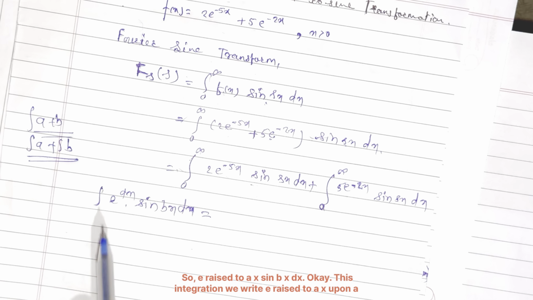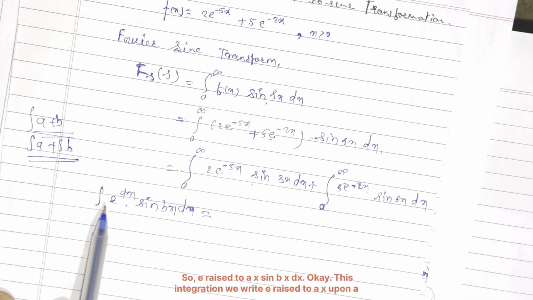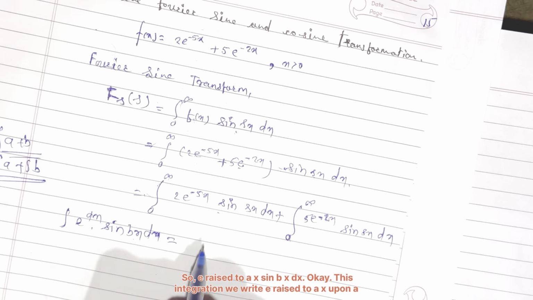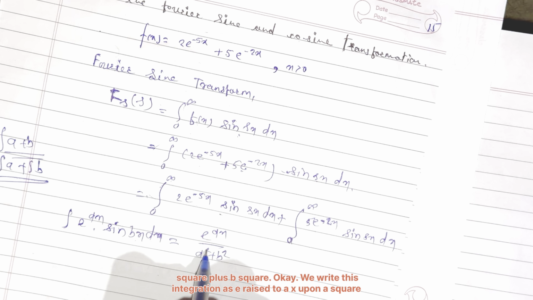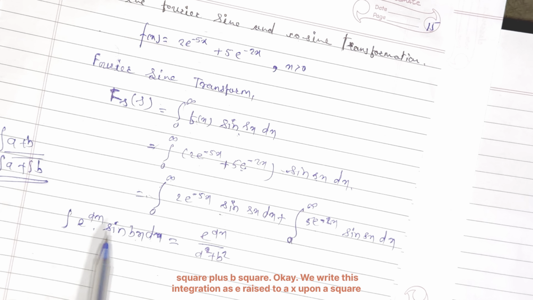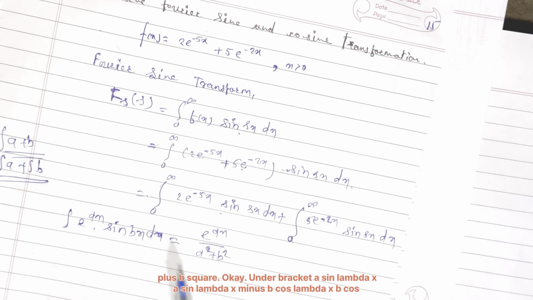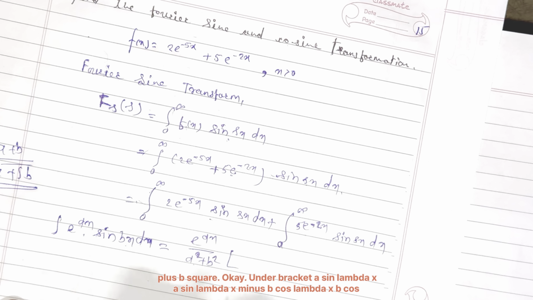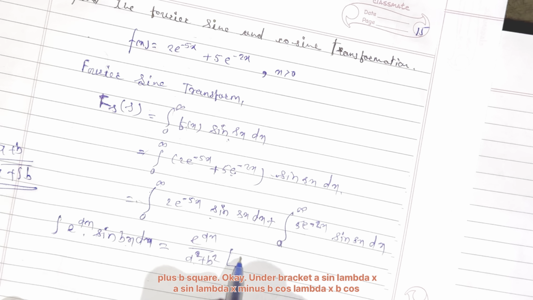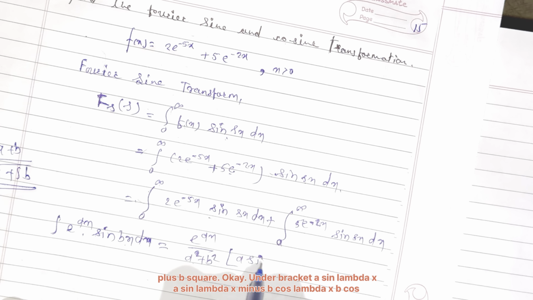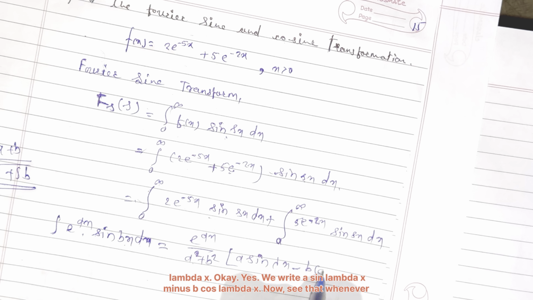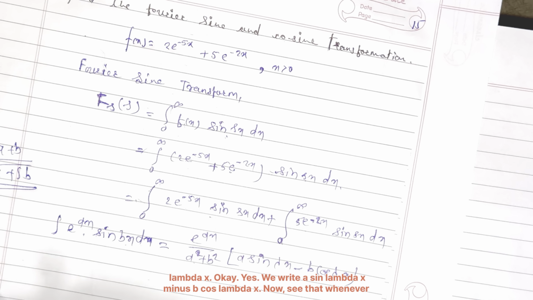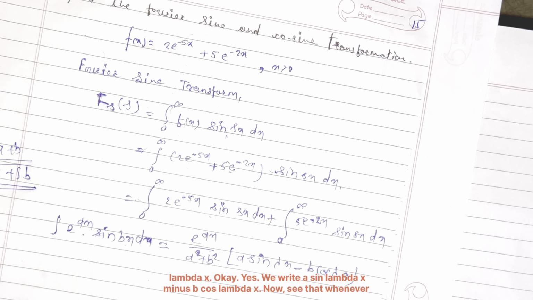Okay, yes, so the integral of e^(ax) sin(bx) dx. We write this integration as e^(ax) upon a² + b², under bracket, a sin(λx) minus b cos(λx). Yes, we write a sin(λx) minus b cos(λx).